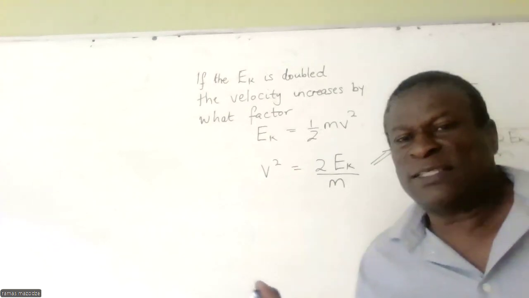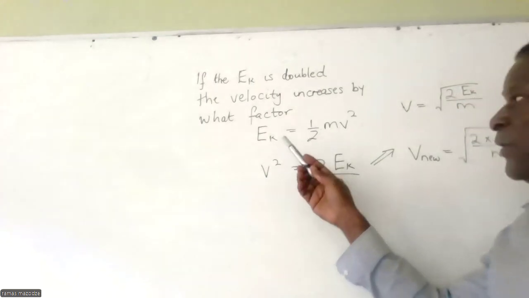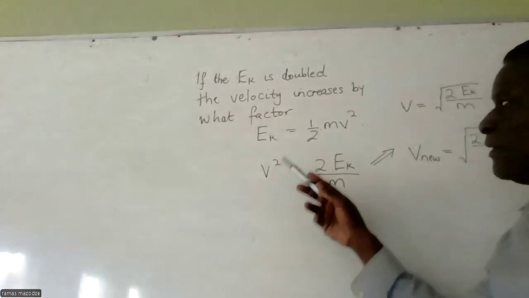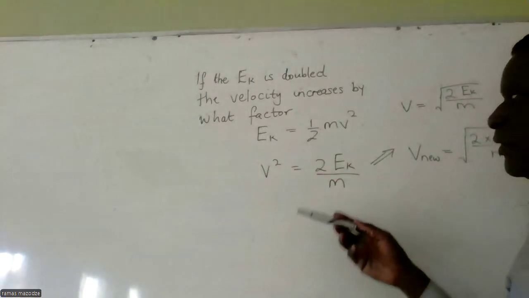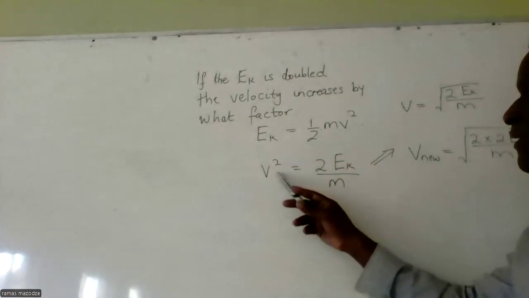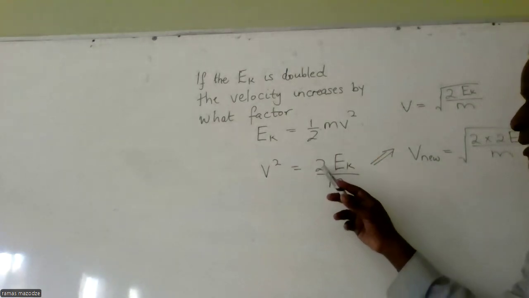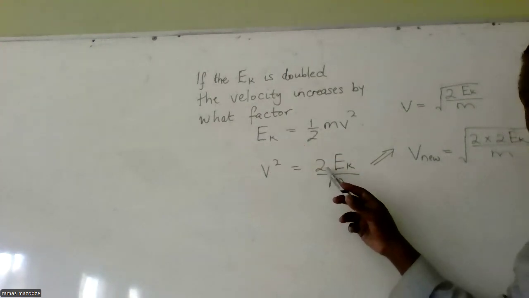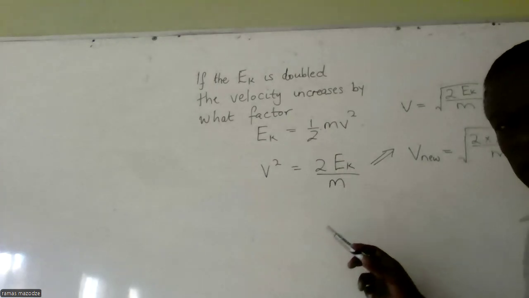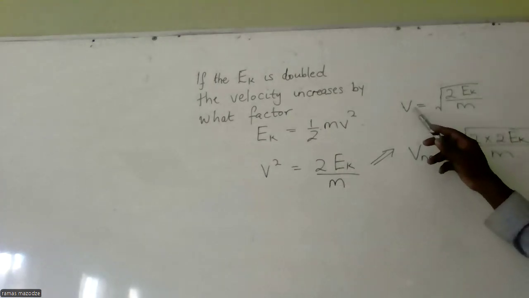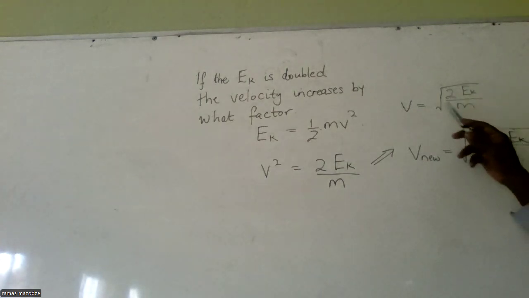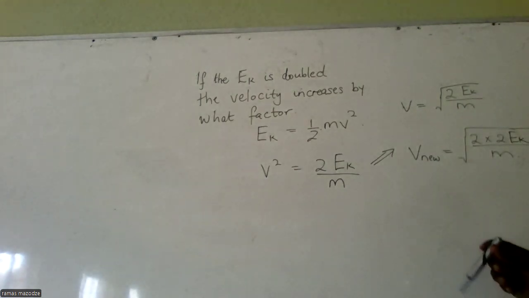So I started here. That's how you go about it. You can just call it E or EK. Let's leave it as EK. Kinetic energy is half mv squared. That's the formula. So V squared equals, the 2 cross multiplies to the side, 2 EK over M. Which now makes V, the velocity, equal to the square root of 2 EK over M.